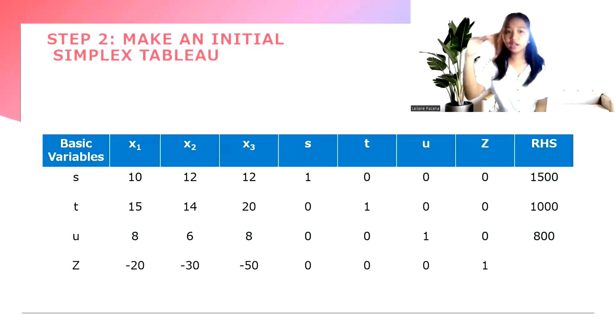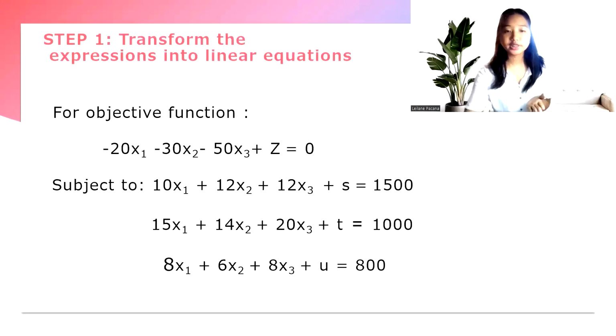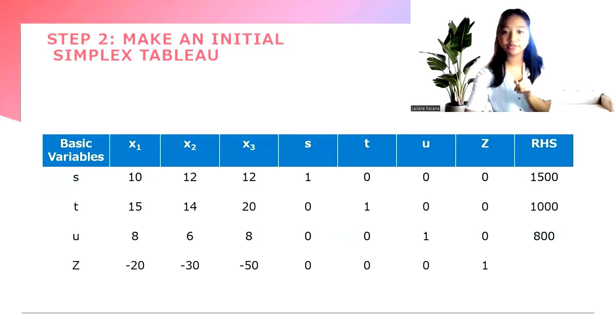Now, for our top, these are x sub 1, x sub 2, x sub 3, S, T, U, Z, and our right-hand side. As you can observe, our right-hand side is the number of minutes. You just have to put it all. So, for our first constraint, we have 10 x sub 1, 12 x sub 2, 12 x sub 3, and as I stated earlier, our first constraint has one slack variable. So there's one. We don't have the second and third and the z or the profit.